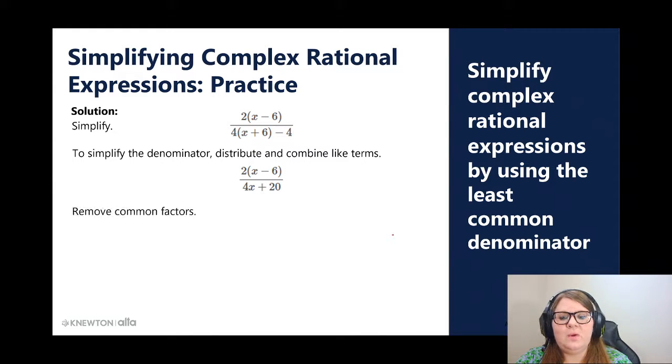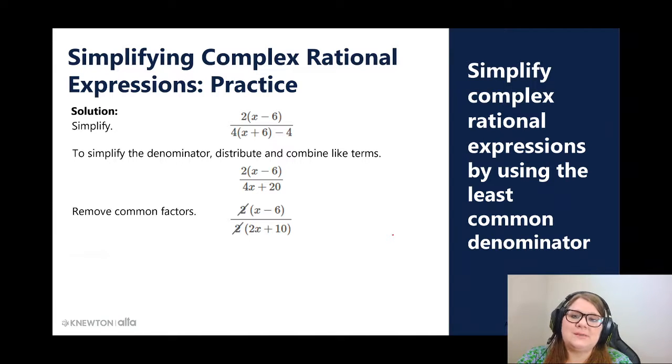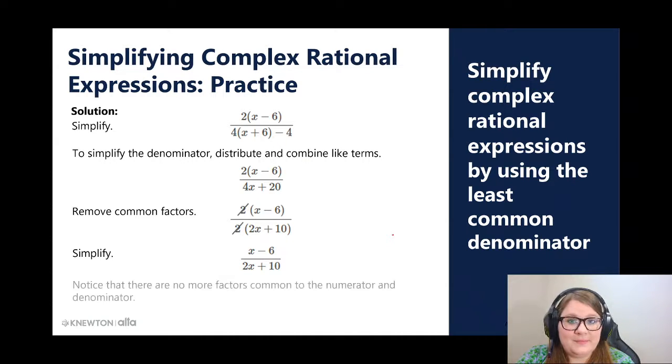And then we want to simplify. So notice I can pull a 2 out of the bottom and leave 2x plus 10, and then that 2 cancels with the 2 from the top. Now that's going to leave me with x minus 6 over 2x plus 10. And even though you could pull a 2 out of the denominator, it would leave us with x plus 5. So neither 2 nor x plus 5 cancels with what's in the numerator. That means this problem is as simplified as it can be. So that's our final answer there. I hope that helped you a lot with simplifying complex expressions.